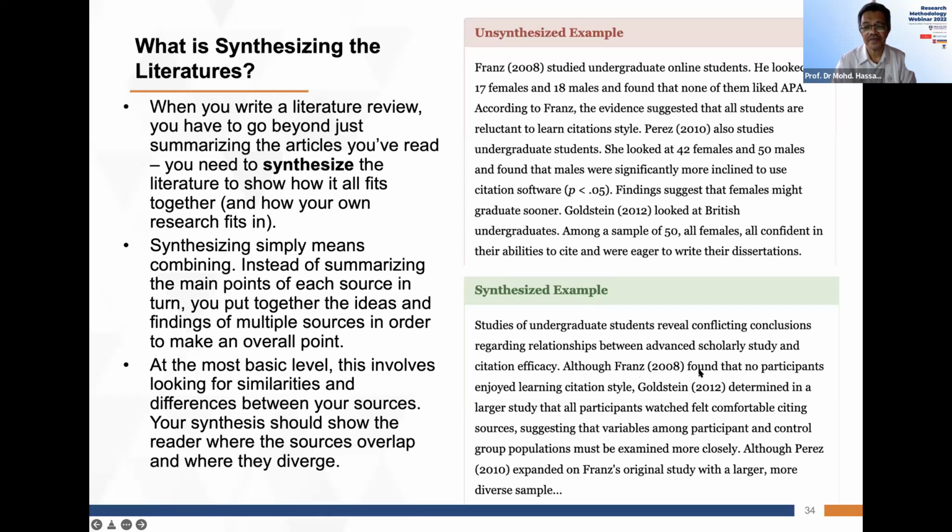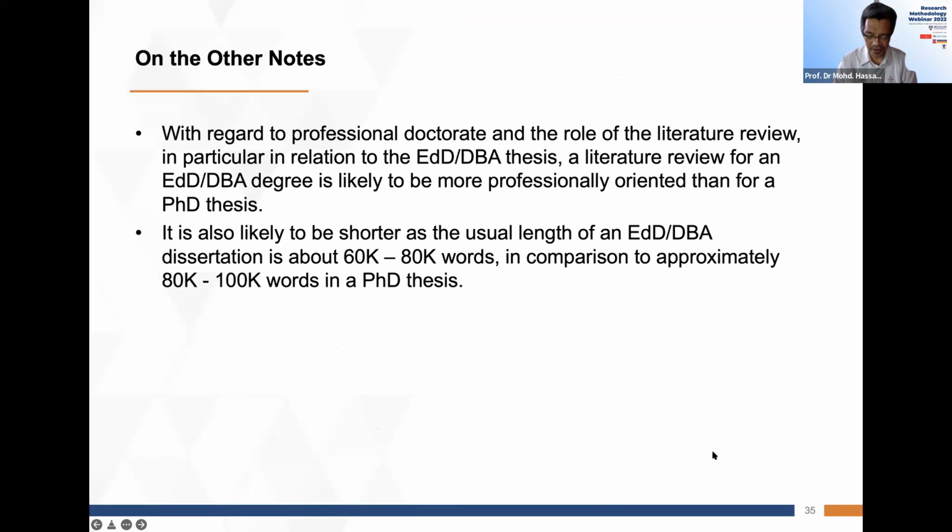France found that no participant enjoyed the citation style, okay? Then you talk about Goldstein, but you put them two together, and you show that they tend to agree with each other, right? They tend to agree with each other. However, Perez took a different view. Okay, Perez took a different view. So he was looking at a larger and more diverse sample.